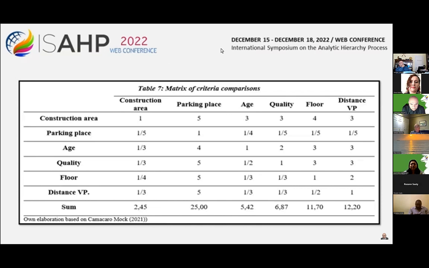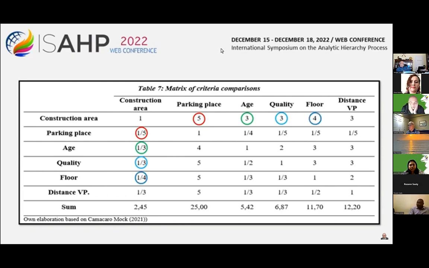The appraiser considered the construction area variable to be much more important than the parking space variable, and the value 5 of the SAHP table was entered, obtaining its reciprocal value. Regarding the age variable, the value 3 was entered and the reciprocal value was obtained. For quality, the variable construction area was considered slightly more important, and the value 3 and its reciprocal were entered. For floor, it considered between little more important and much more important, that is a value of 4, which was entered and its reciprocal was also obtained.